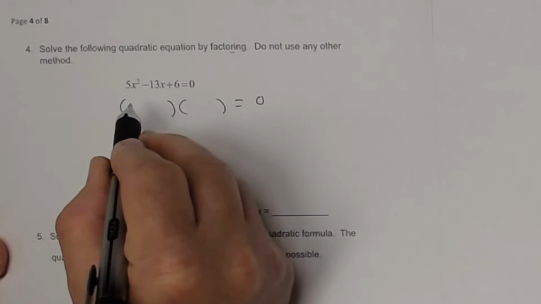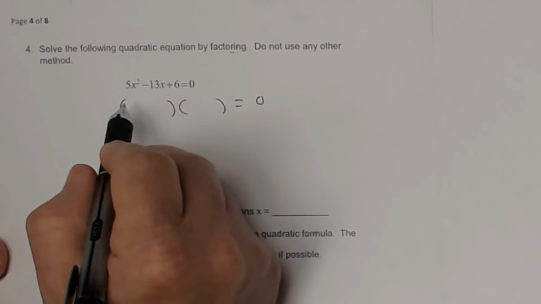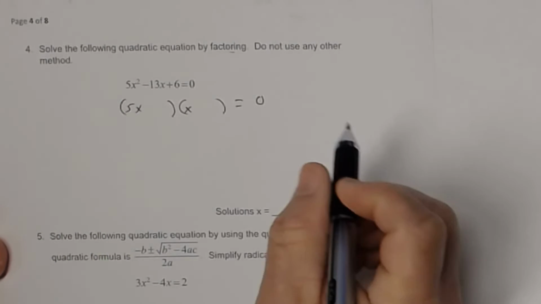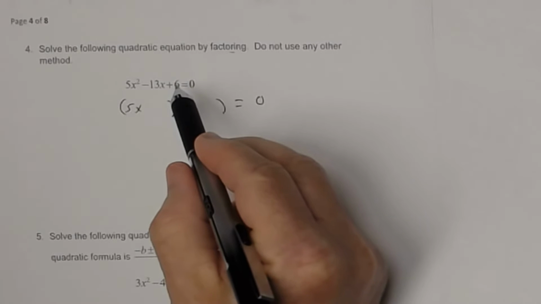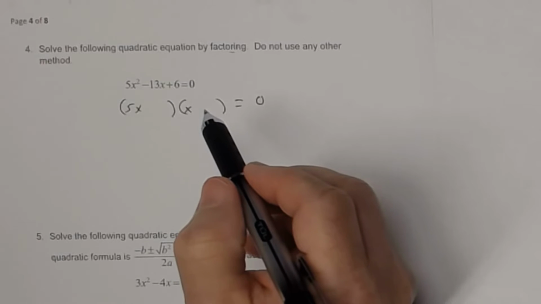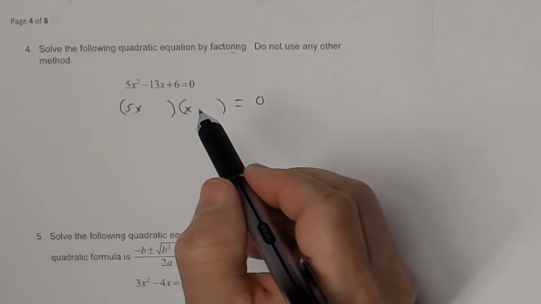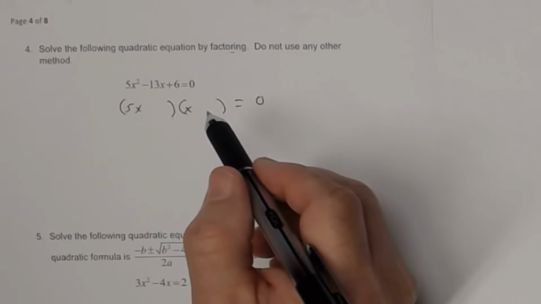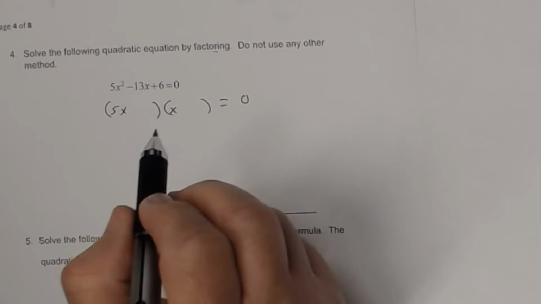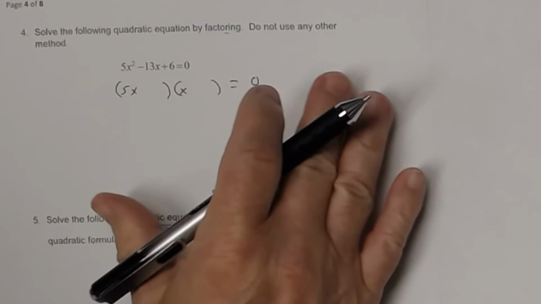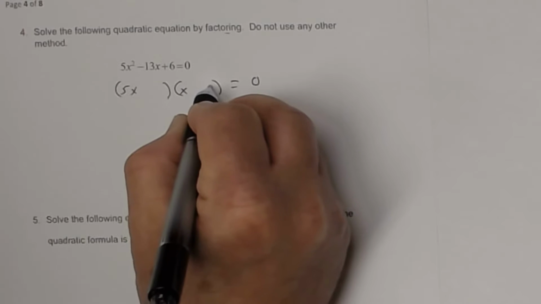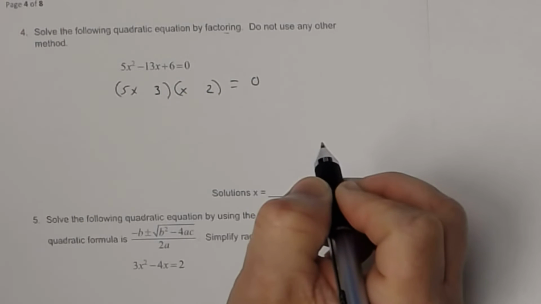So the first part's easy because 5 is a prime number. So the only possibilities for 5x squared would be 5x and x. All right, now 6 is not prime, but there's only a few possibilities. 6 times 1, 3 times 2, right? And so let's go ahead and try 3 and 2. Let's try that first. So just to save time here, what's going to work is that I'm going to need 2 here and 3 here. That's what I'm going to need.